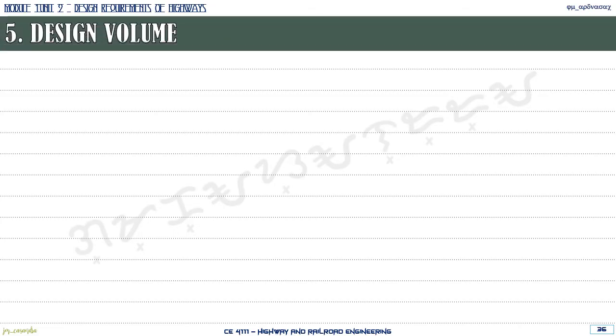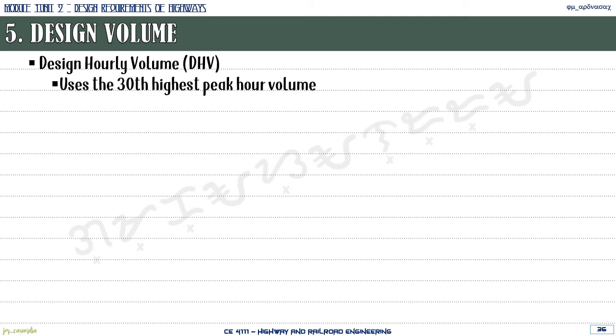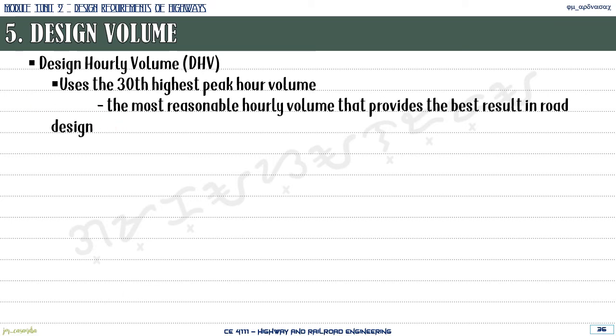so for the design volume, we call this now the design hourly volume or the DHV, which is now defined as the 30th highest hourly volume or traffic volume that will be considered in both directions, and this is taken in the year in which the data was collected. The measurement for design hourly volume will always be in vehicles per hour. So why do we use the 30th highest peak collected in our data?